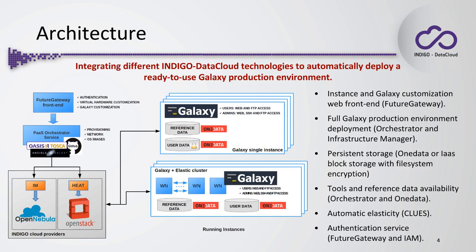To do this, we are exploiting different Indigo solutions: FutureGateway to create the web interface for instance configuration, the Indigo Orchestrator and the Infrastructure Manager to deploy Galaxy. We have persistent storage with OneData and block storage with file system encryption for security, automatic elasticity with CLUES, and the IAM component for the authentication service.